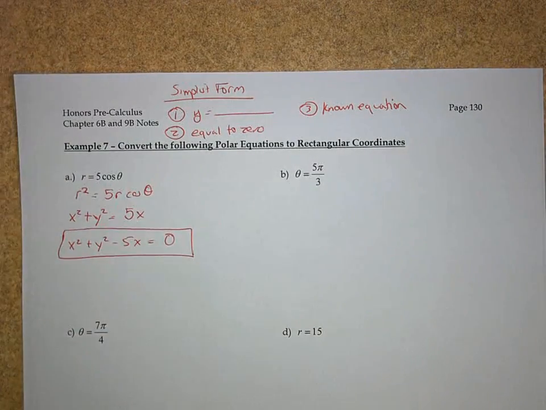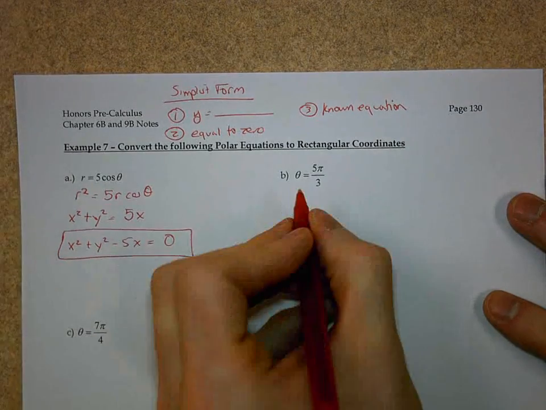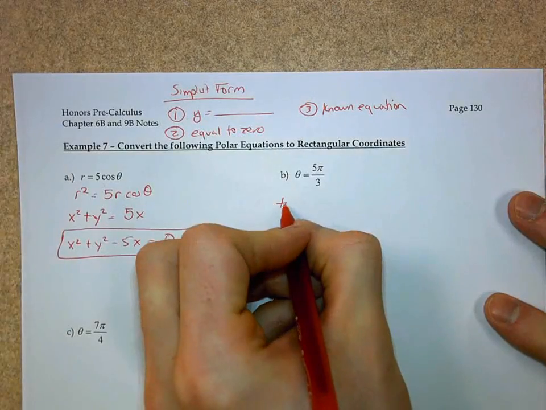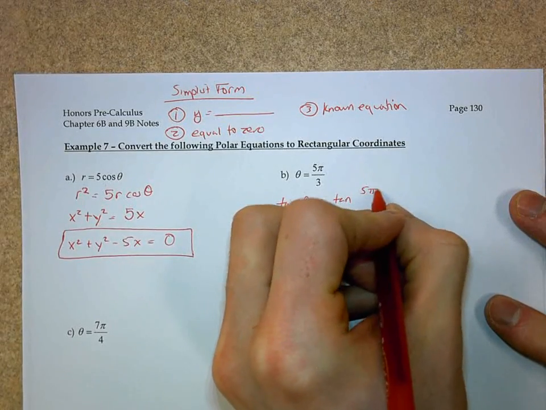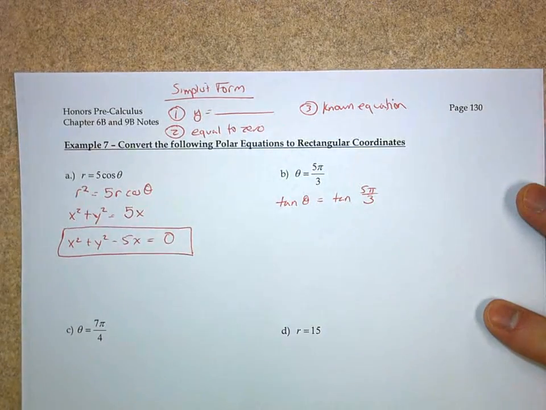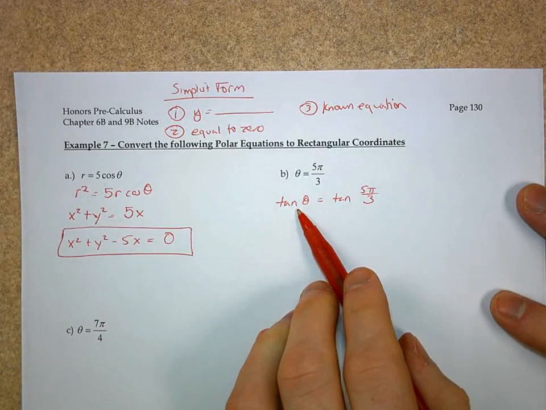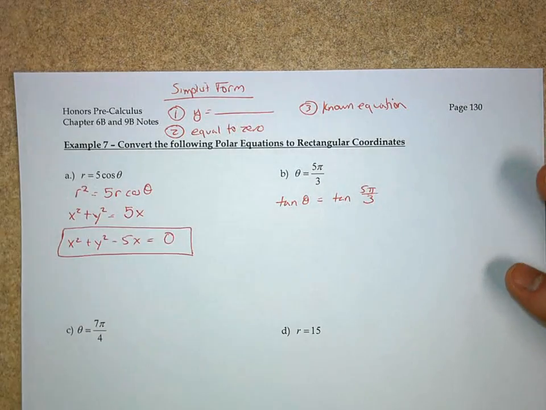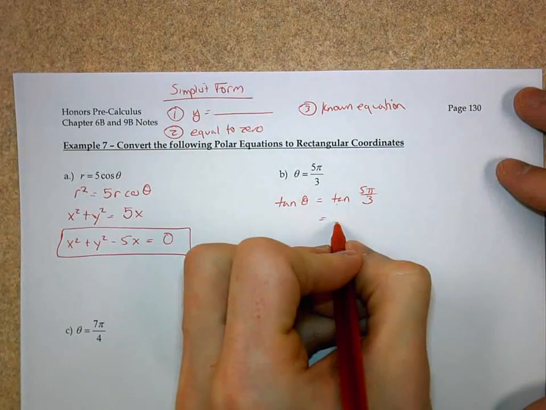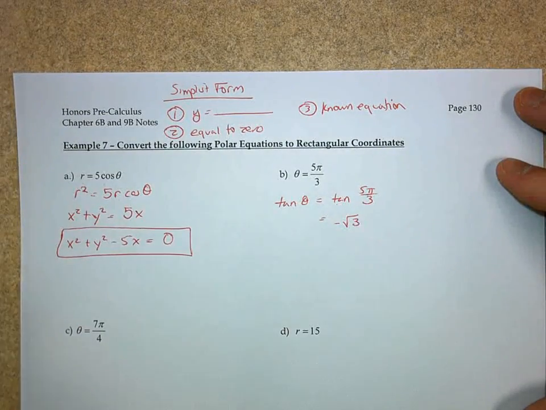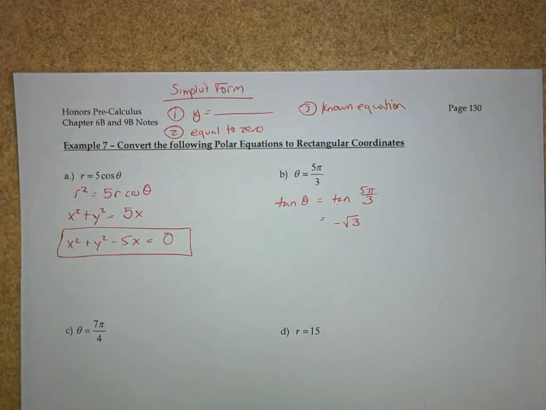The second one, we're given a theta by itself. This is a prime time to take a tangent to both sides. So here, theta, let's take the tangent to both sides. The tangent of theta is equal to the tangent of 5 pi over 3. We know that if we take the tangent, it's going to be the same thing as y over x. So tangent of 5 pi over 3 we know is negative square root of 3. That one's on the unit circle.